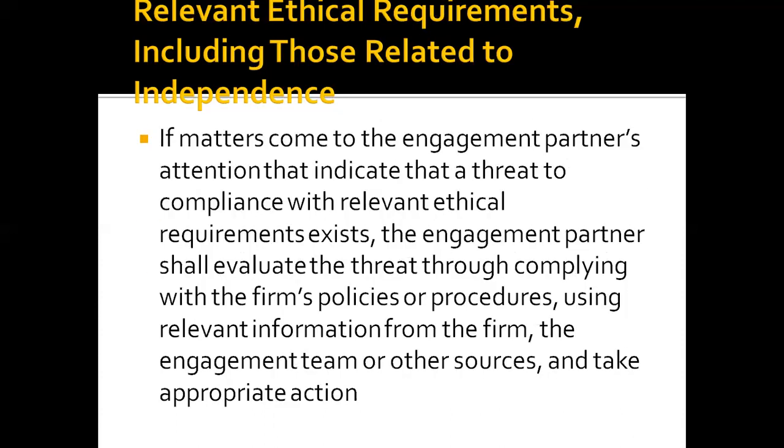If matters come to the engagement partner's attention that indicate that a threat to compliance with relevant ethical requirements exists, the engagement partner shall evaluate the threats by complying with the firm's policies or procedures, using relevant information from the firm, the engagement team, or other sources, and take appropriate action. So, like I said, you just discover that the company you are auditing is involved in money laundering. So you have to look at your policies, the policies of your organization. You have to look at relevant legal provisions.